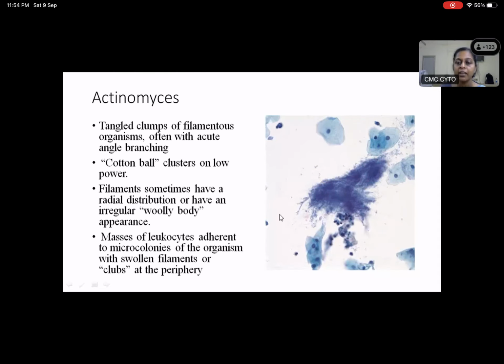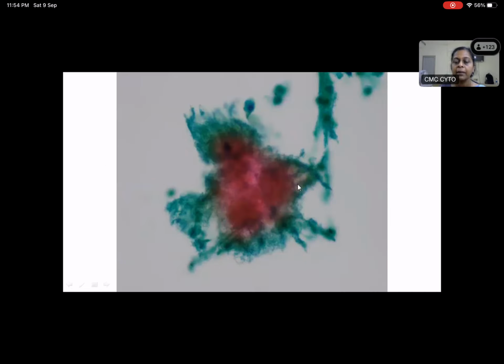Sometimes you might have radiating filaments, then it gives a woolly body appearance. Masses of leukocytes will also be adherent and clubs can be seen at the periphery. But this is the typical appearance. In which situation do you commonly encounter actinomyces in the cervical smear? IUCD. So is it something alarming? Does the clinician need to act upon it?